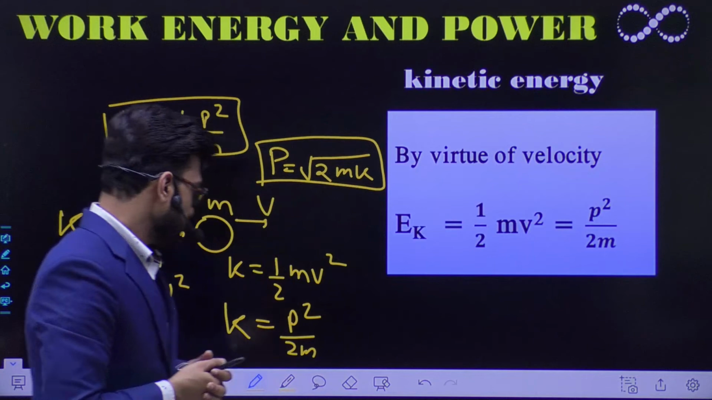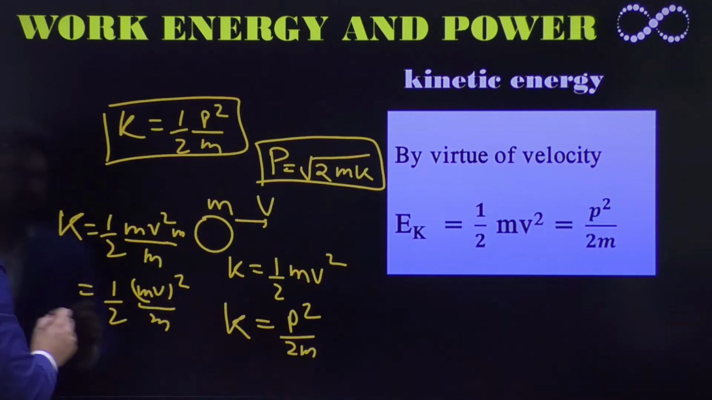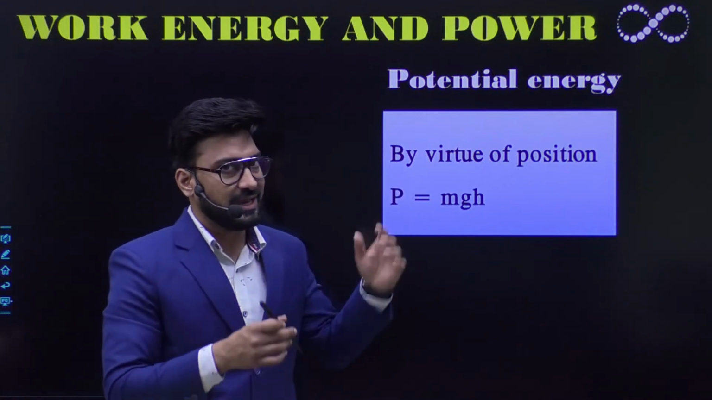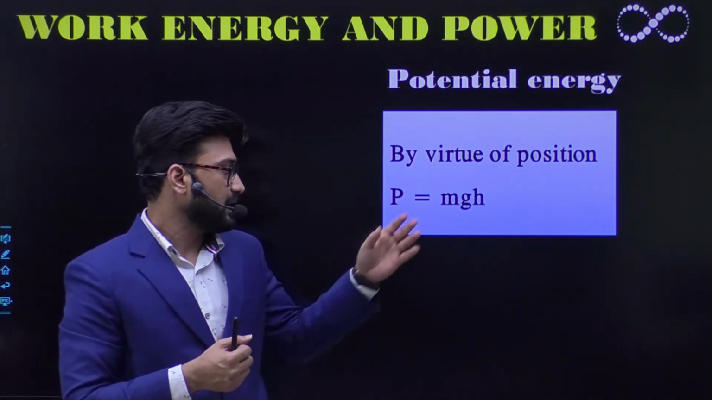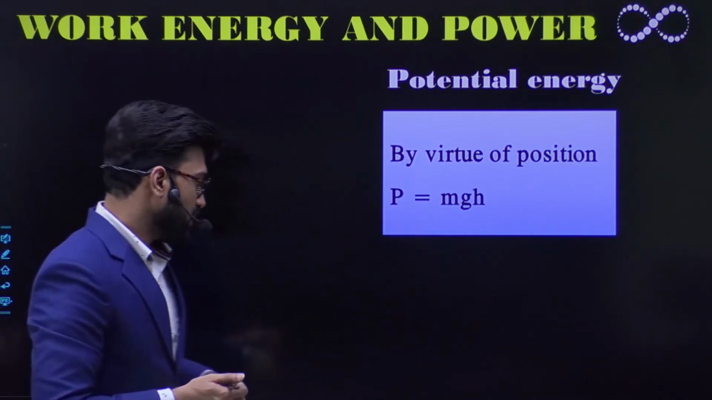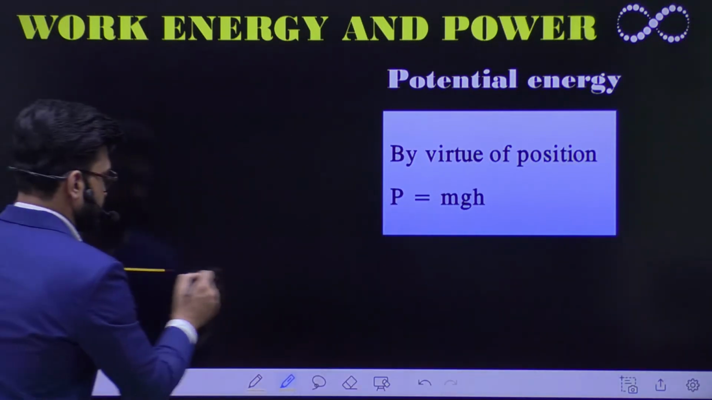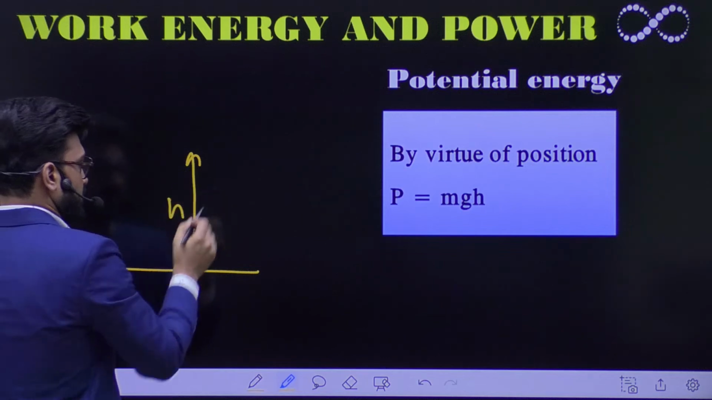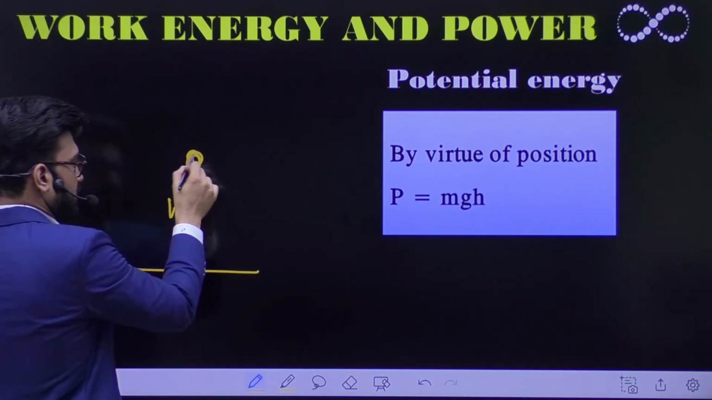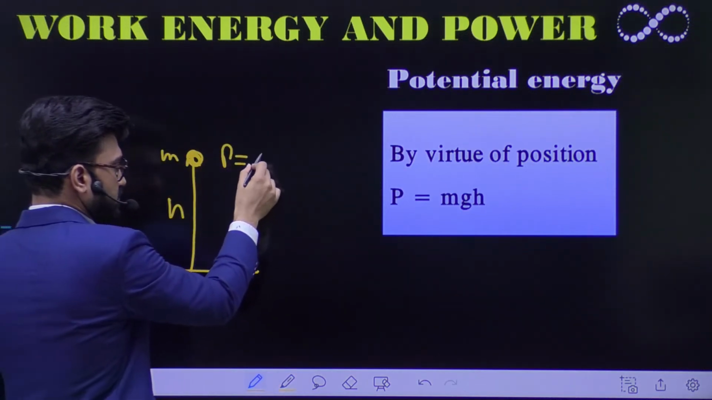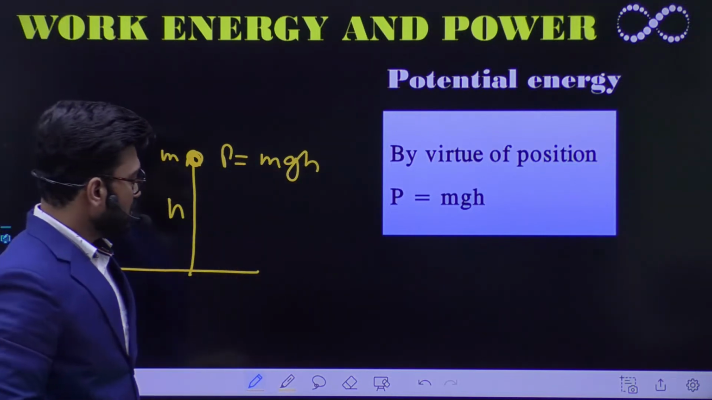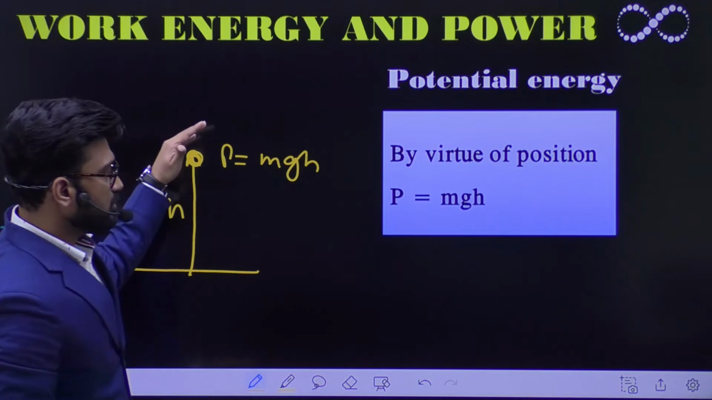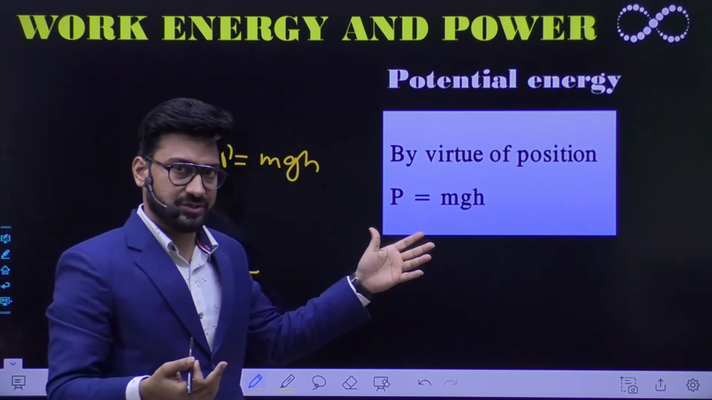Now the next formula that you must remember is of potential energy. Potential energy is the energy possessed by a body by virtue of its position, and it is given by m into g into h. Suppose the body moves to a height of h, whose mass is m. So the potential energy possessed by the body is m into g into h, where g is the acceleration due to gravity. The higher it goes, the more would be its potential energy.